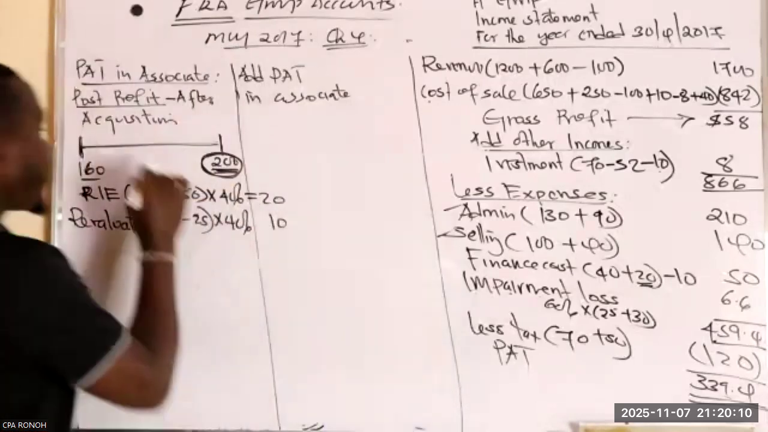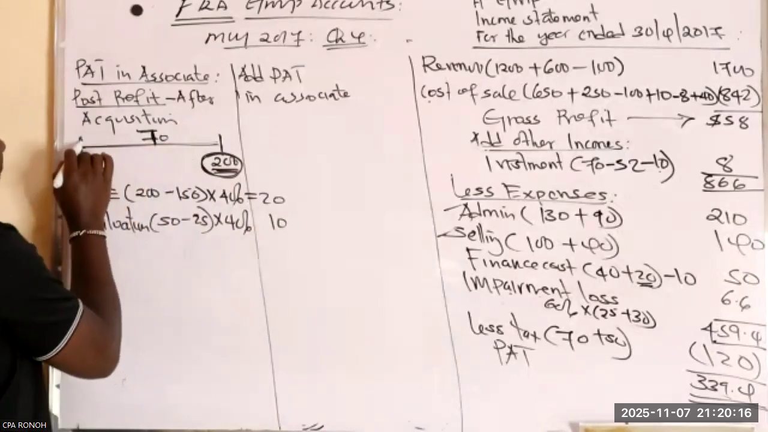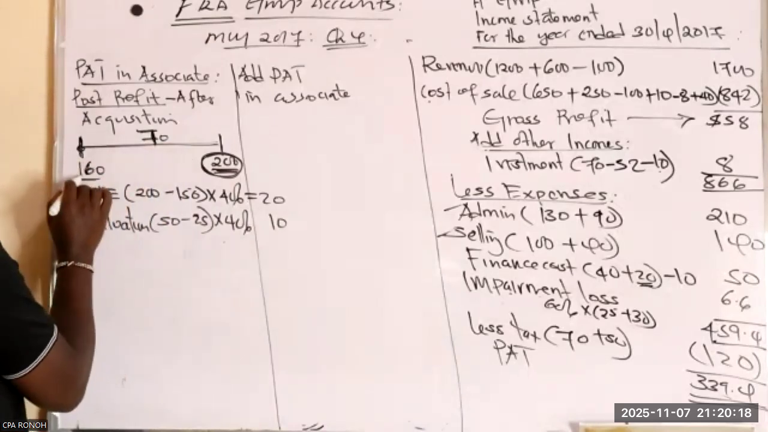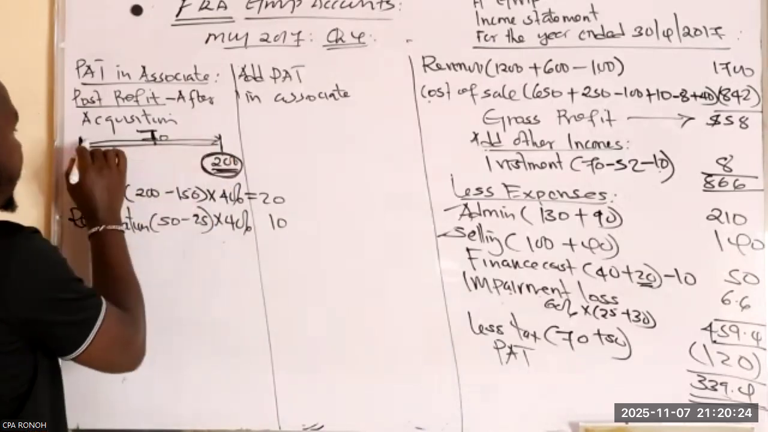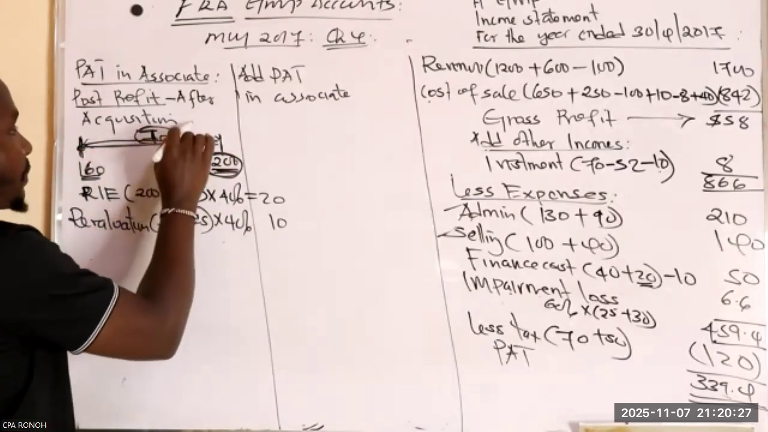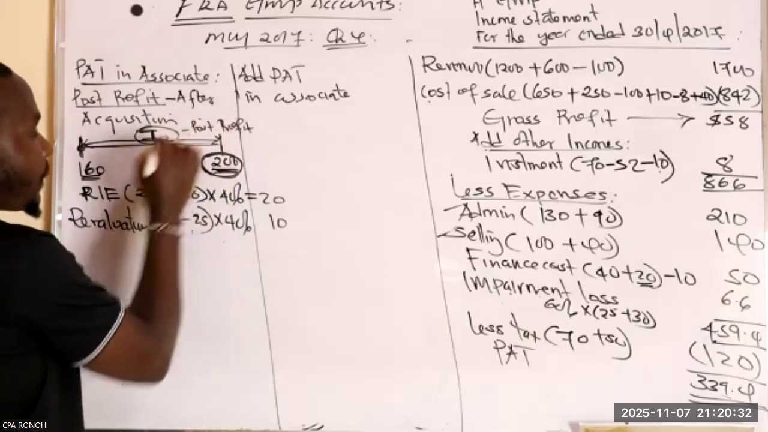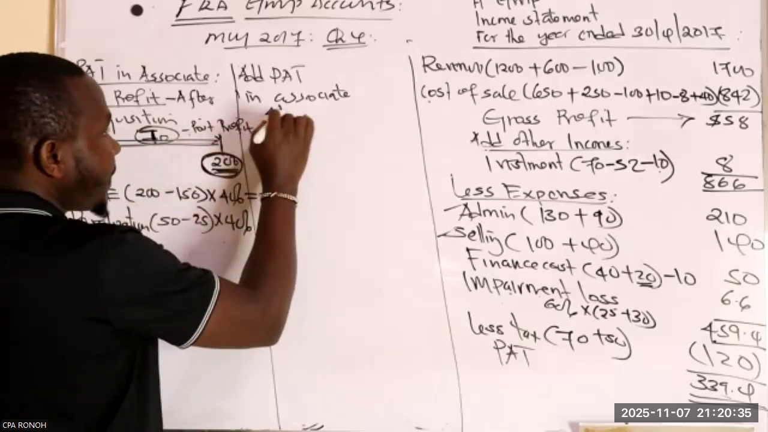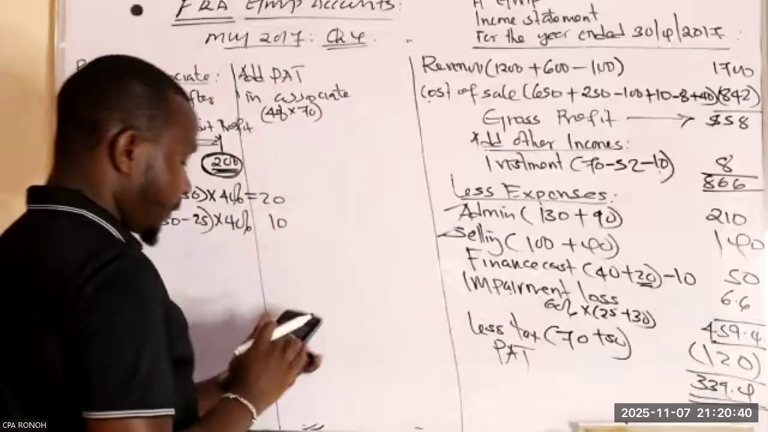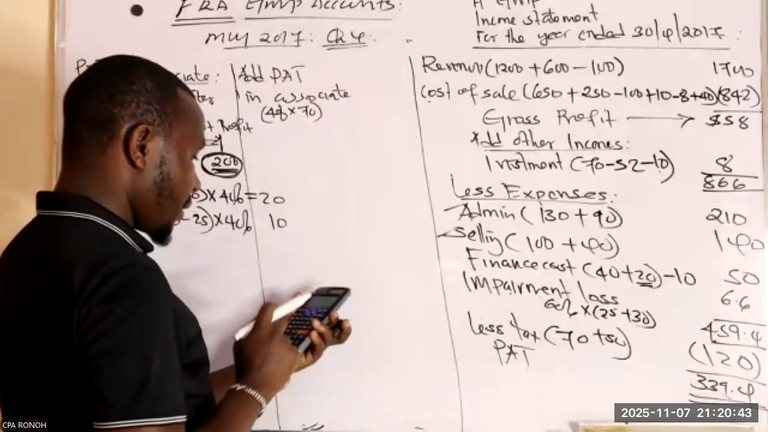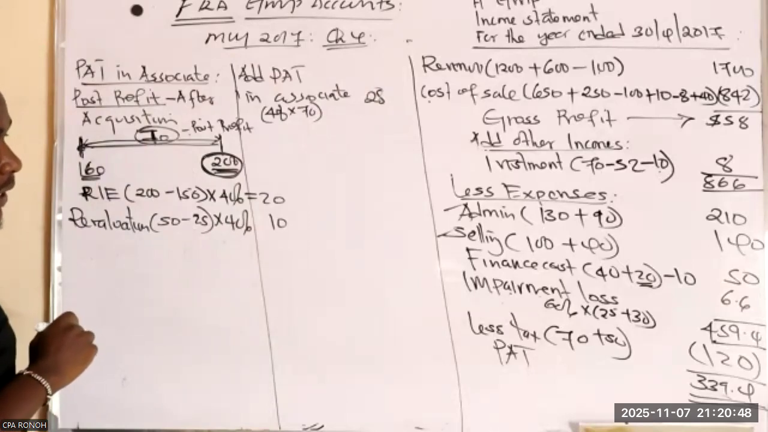70. You see 70. So this 70 is the one which we want here. After the acquisition, which was at 160, they made a profit of 70. So this is what is called the post profit. With this post profit only, we only need 40%. So 40% of 70 will be 28.